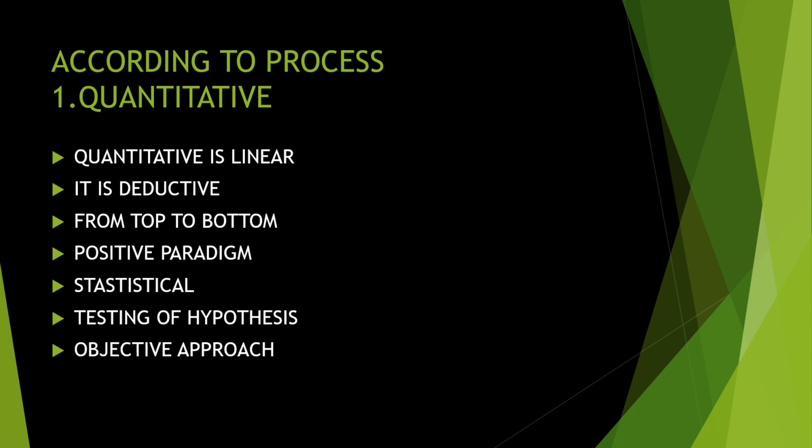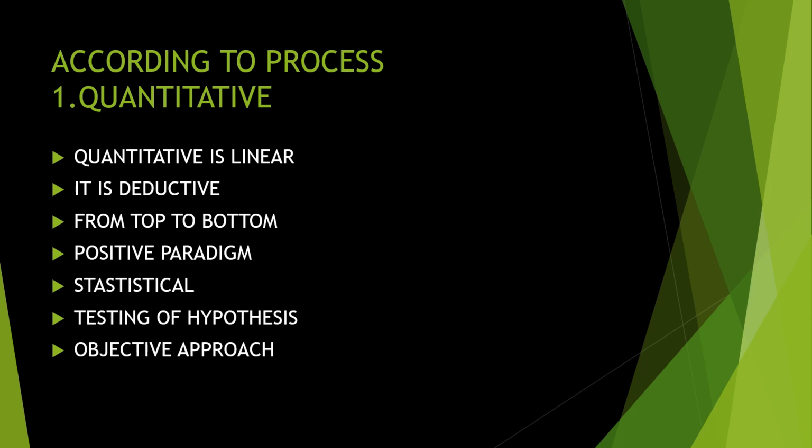According to the process, there are two types of research: the first one is quantitative research and the second is qualitative research. First we are going to deal with quantitative research. Quantitative research is linear. That's the first point you have to know. Quantitative process is linear, which means it's straightforward. It is measurable, so it's very clear. It is transparent. That is why we call the quantitative process or research linear.